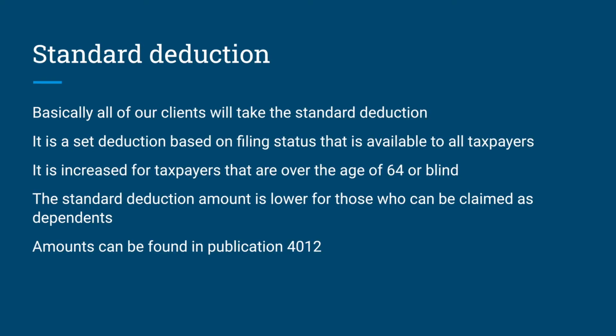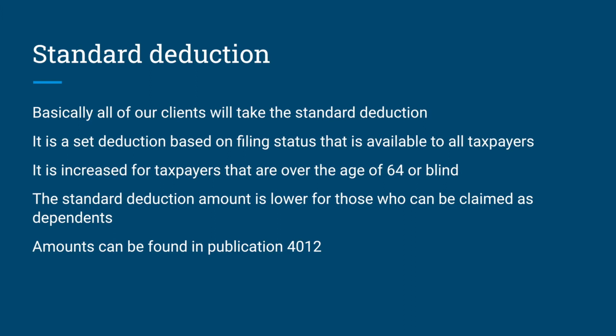So the next topic that we are going to talk about as we move on from adjustments to income is the standard deduction. And this is a very important concept to understand because basically all of our clients will choose to take the standard deduction instead of itemizing their deductions. And really what the standard deduction is, it is a set deduction based on filing status that is available to all taxpayers. And it is increased for taxpayers that are over the age of 64 or that are blind.